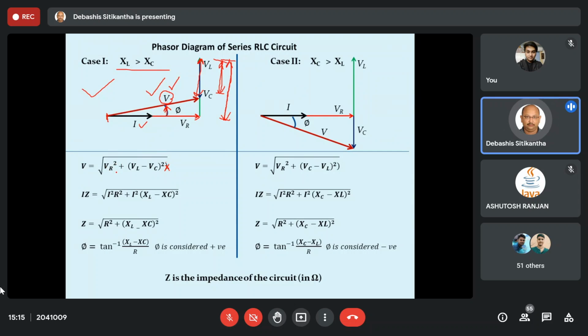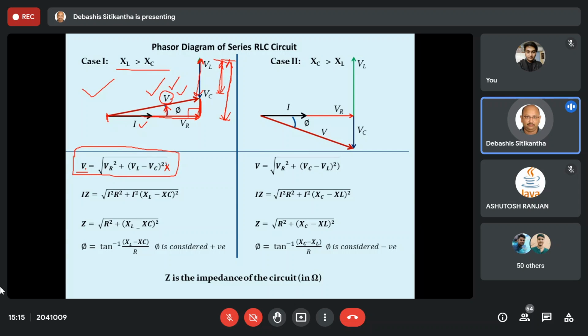So the square root of VR square plus VL minus VC whole square is going to give you the total voltage drop across all the circuit elements, or the voltage applied across the circuit elements. There is nothing difficult about this, because as you can see, this one is V and this portion is VL minus VC, and both of them are 90 degrees to each other. Just apply Pythagoras theorem and you are going to get the value of V theoretically. Up till now I hope everybody has understood. This is not a very big deal.